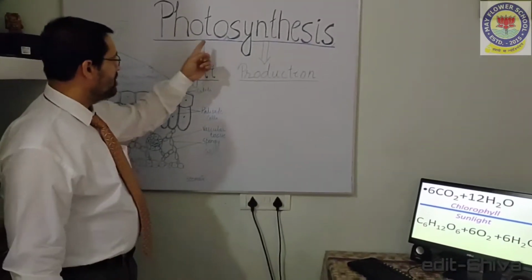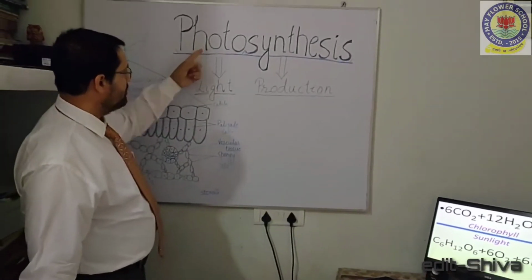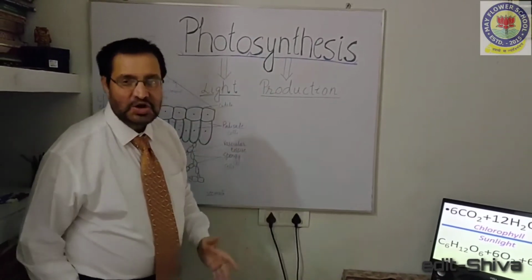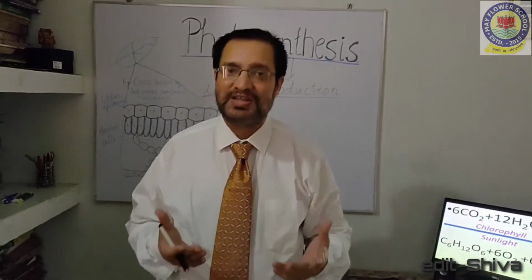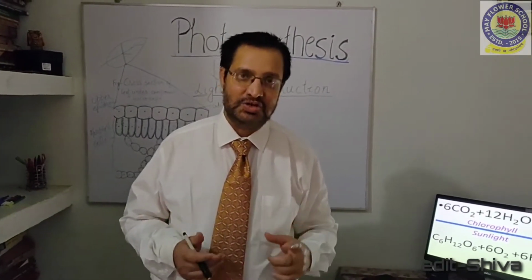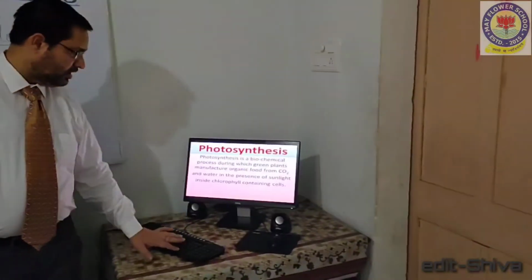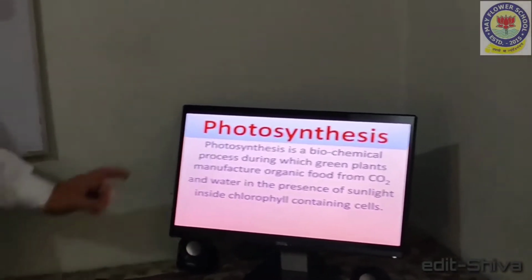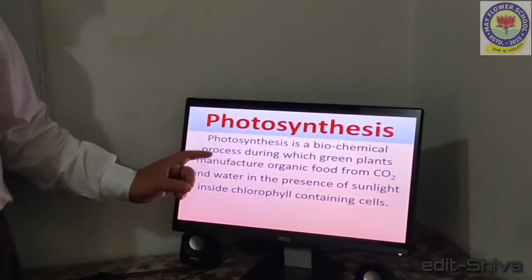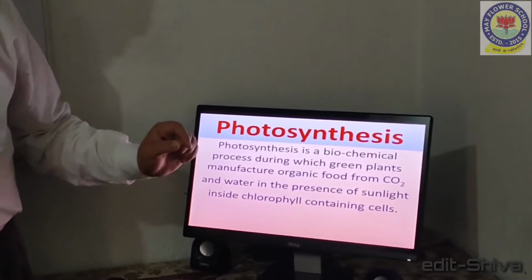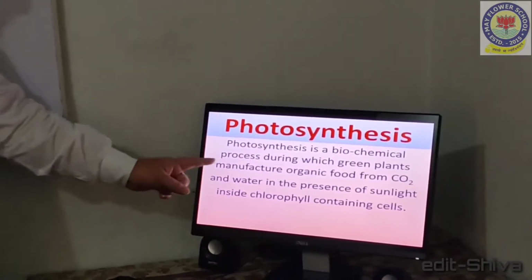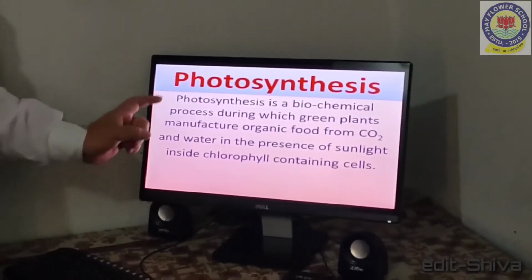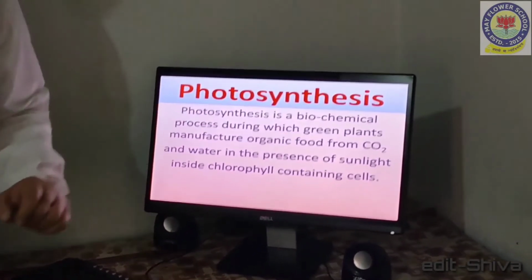Photosynthesis is made up of two words. Photo means light, synthesis means production, that is production of food in the presence of light. So photosynthesis is a biochemical process during which green plants manufacture organic foods from carbon dioxide and water in the presence of sunlight inside chlorophyll containing cells.